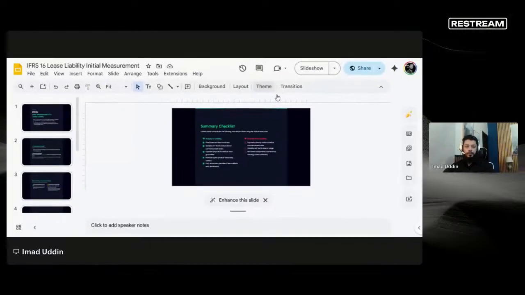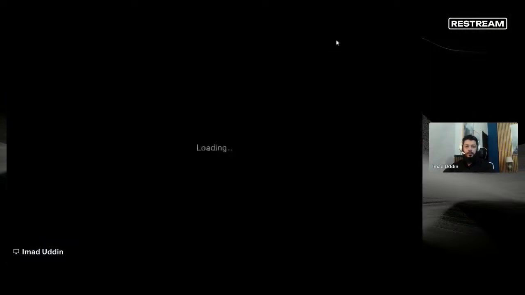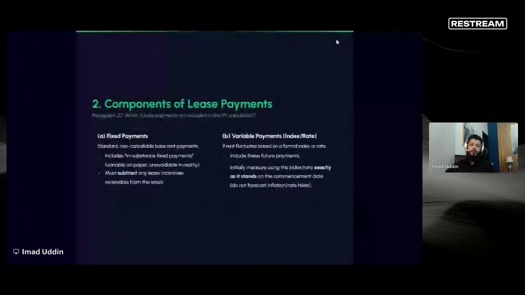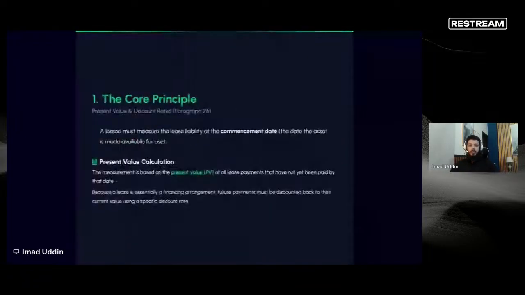All right, let's finally move to the recognition of lease liability and how do we initially measure it. Okay, the core principle is that the lessee must measure the lease liability at the commencement date, the date the asset is made available for use. And so, how do we calculate it?